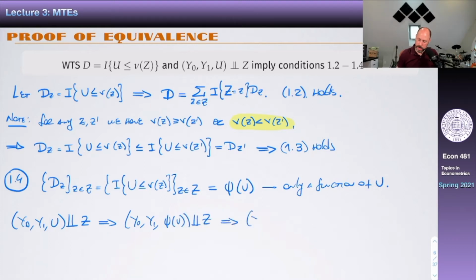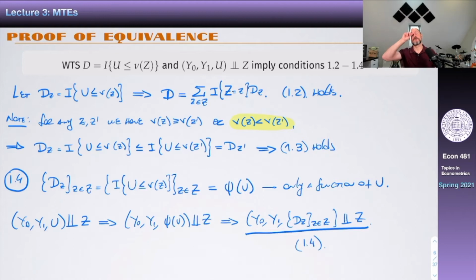And this implies that y0, y1 on all these potential treatments are independent of z. This is exactly 1.4. So as you can see, going in one direction is really straightforward, right? So you would imagine that a paper that had this impact, was published in Econometrica, contains more than this. But the other direction is a lot more subtle, and it requires careful arguments, okay?